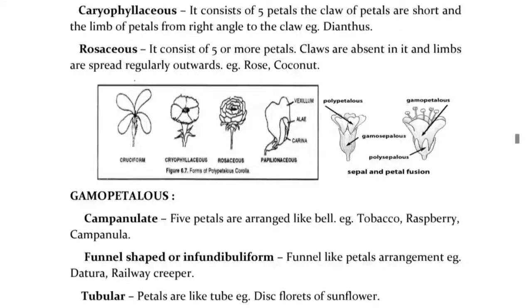Gamopetalous. Campanulate. 5 petals are arranged like a bell, e.g. tobacco, raspberry, campanula. Funnel-shaped or infundibuliform. Funnel-like petal arrangement, e.g. datura, railway creeper. Tubular. Petals are like a tube, e.g. disc florets of sunflower.